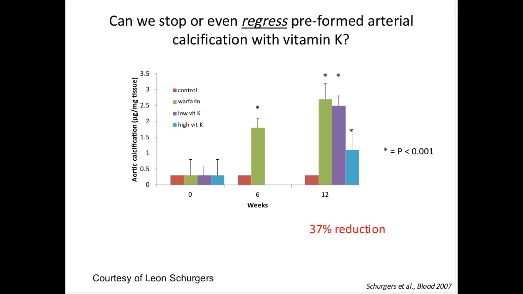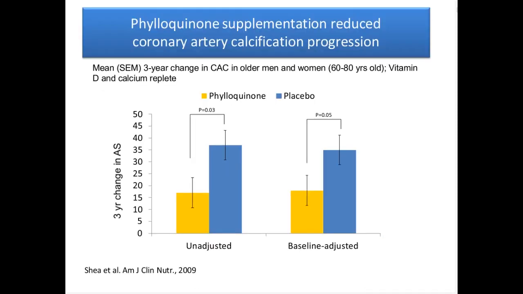But when you give high vitamin K to these animals that have got calcification, it reduces the amount. In other words, high vitamin K can actually reduce arterial calcification caused by warfarin, and there's about a 37% reduction. Now, we have shown this as well in humans, and I'll orient you to this graph.